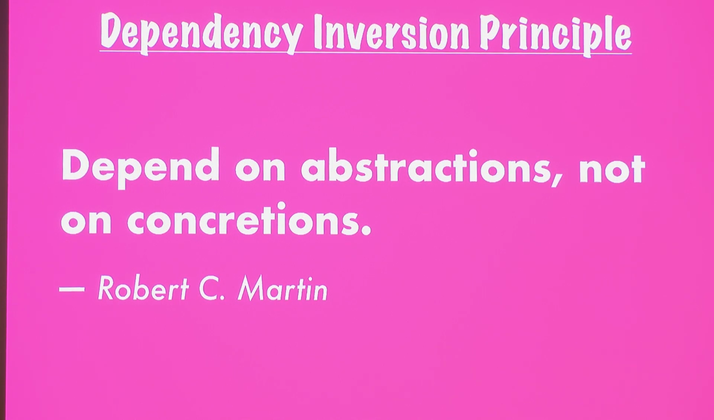And the last one of the 5 SOLID principles is dependency inversion principle, not to be confused with dependency injection. They're a bit different. Dependency inversion means that you should depend on abstraction instead of concretion. In other words, you should depend on abstract types, like abstract classes, or even better, interfaces, rather than relying on concrete classes.